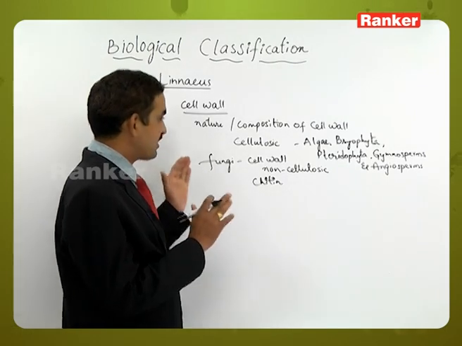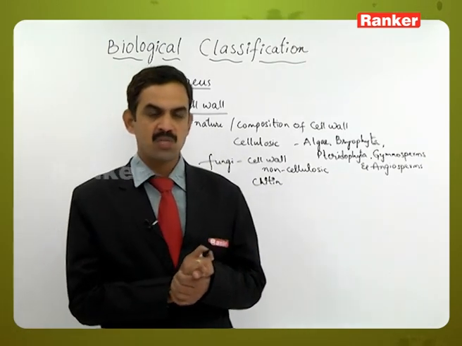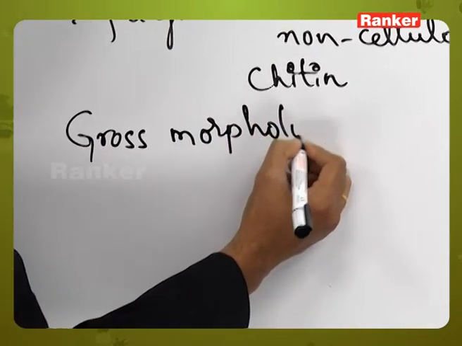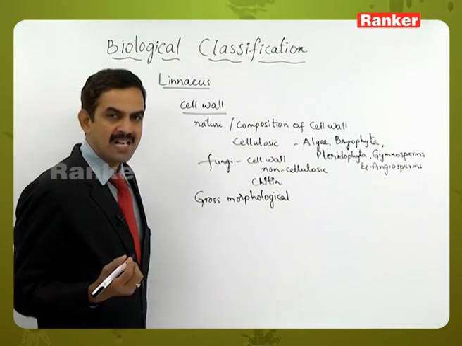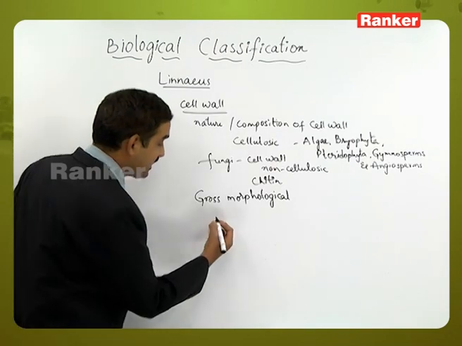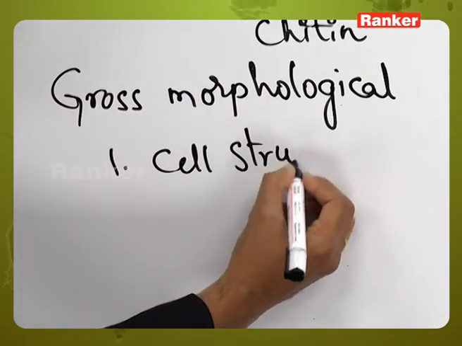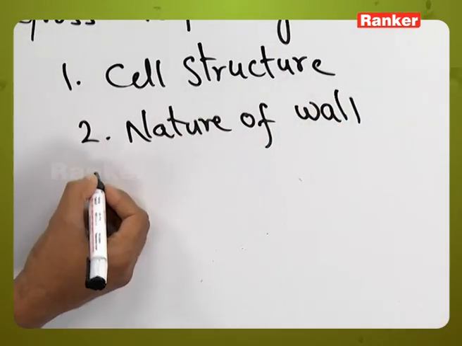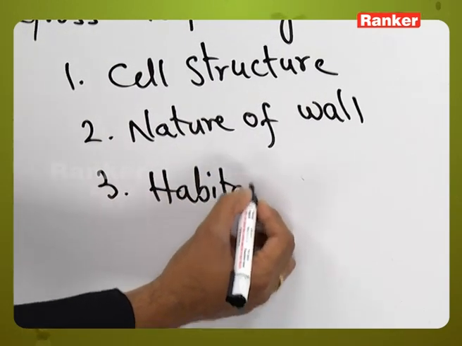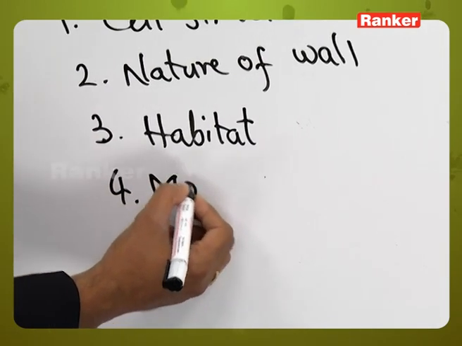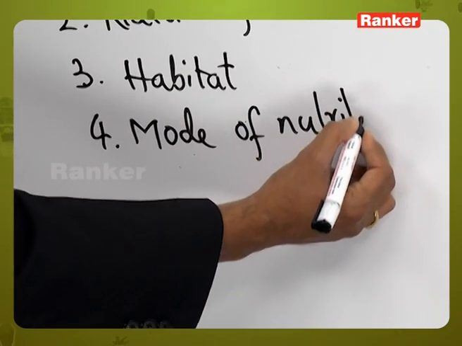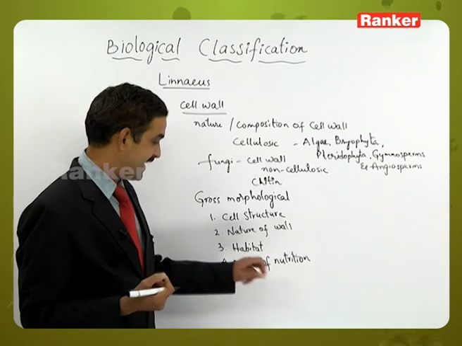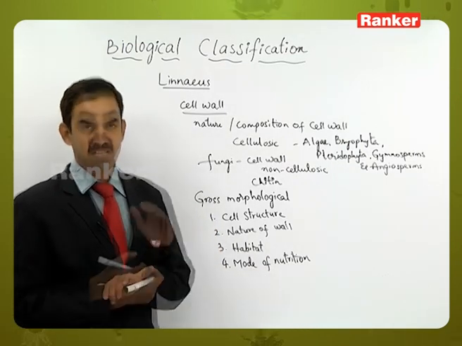Likewise, he had considered only a few characters. That is the reason why this classification was inadequate. Not only gross morphology, but to get a more suitable classification, scientists should consider other criteria. One is cell structure, second is nature of the cell wall, third is habitat, the place of survival of the plants or living organisms, and the fourth is mode of nutrition, that is, whether they are autotrophic or heterotrophic. In autotrophs, whether they are photoautotrophic or chemoautotrophic has to be considered, and if they are heterotrophic, whether they are parasitic, symbiotic or saprophytic.